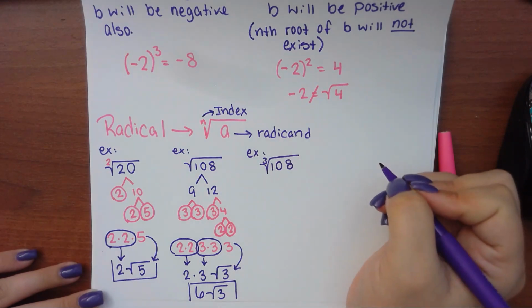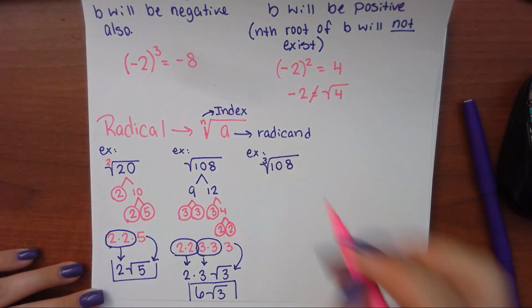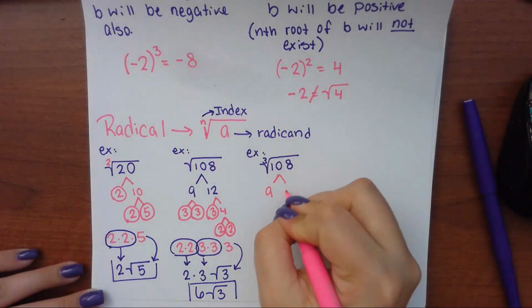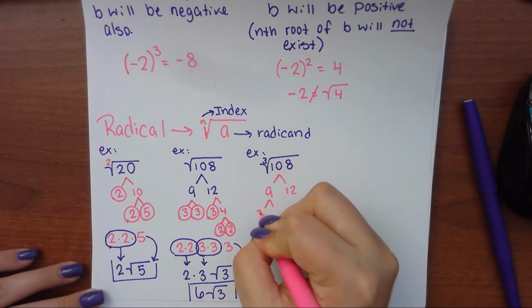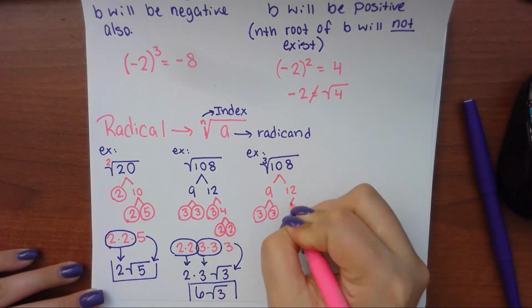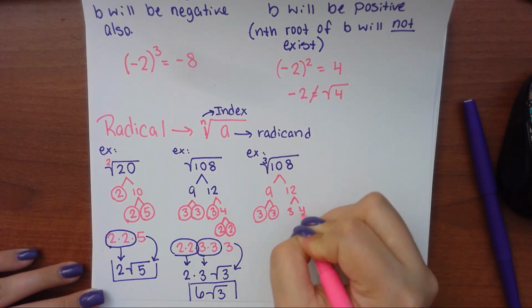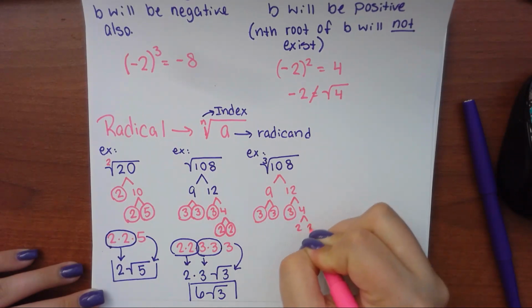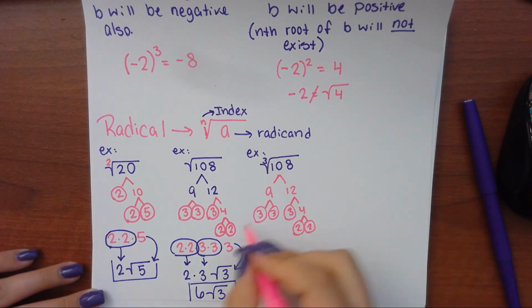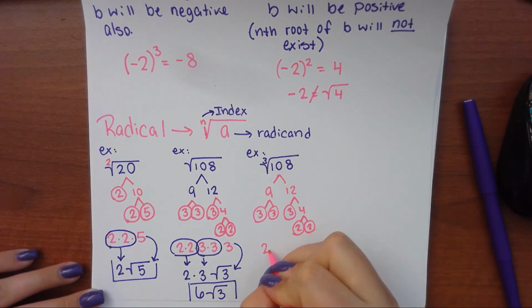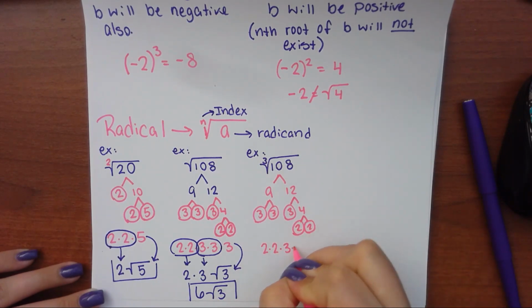You're still going to break it down to its prime factorization. That's 9 and 12, 3 and 3, we circle the 3's, 3 and 4, circle the 3, and then 2 and 2, circle the 2's. So I circle all my prime numbers so that I don't forget them when I list them: 2 times 2 times 3 times 3 times 3.